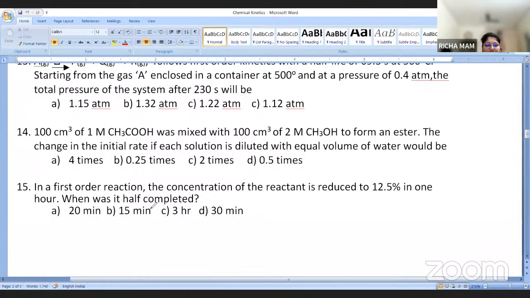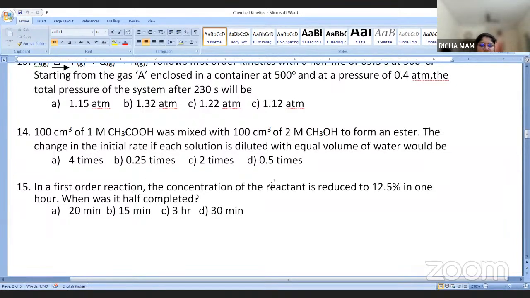In a first order reaction, the concentration of the reactant is reduced to 12.5% in 1 hour. When was it half completed? So A 20 minutes, B 15 minutes, C 3 hours, and D 30 minutes. So you have to tell the half life.